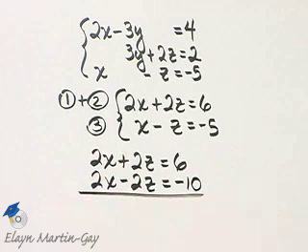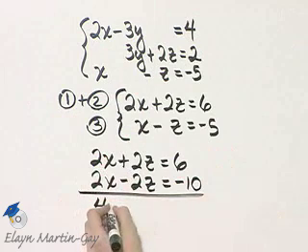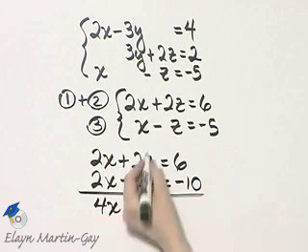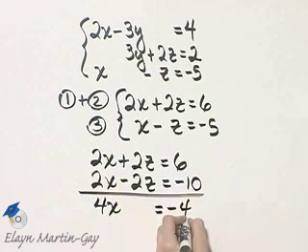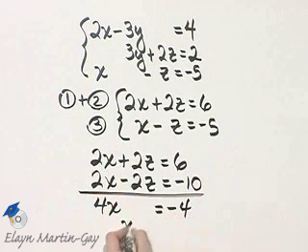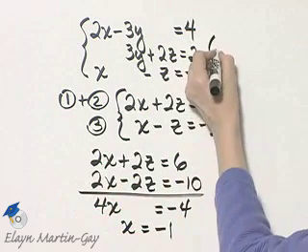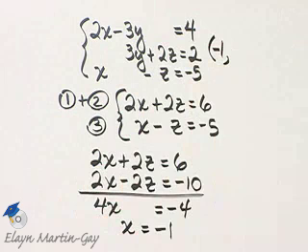Notice what happens now. 2x plus 2x is 4x. The z's subtract out, and I have 6 minus 10, or negative 4. And if I divide both sides by 4, I'll have that x is negative 1. So I have an x value. It looks like we have one ordered triple solution.